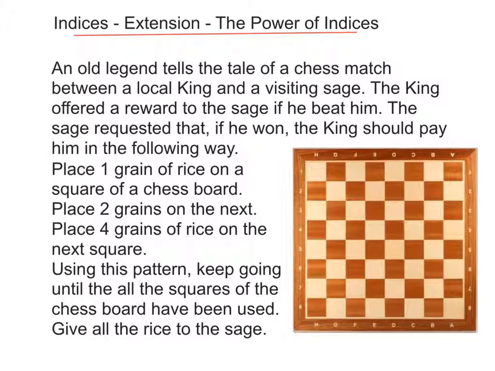The sage requested that if he won, the king should pay him in the following way. Place 1 grain of rice on a square of a chessboard. Place 2 grains on the next. Place 4 grains of rice on the next square.